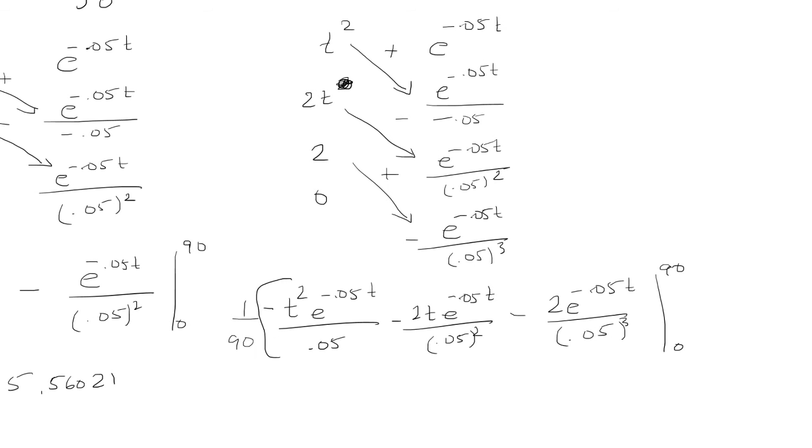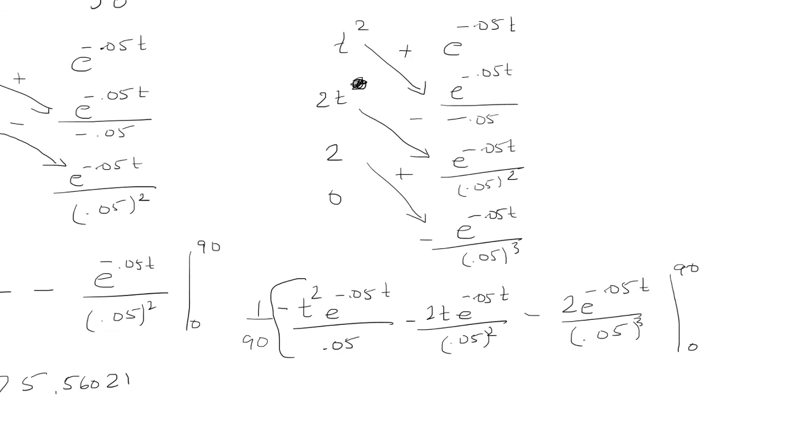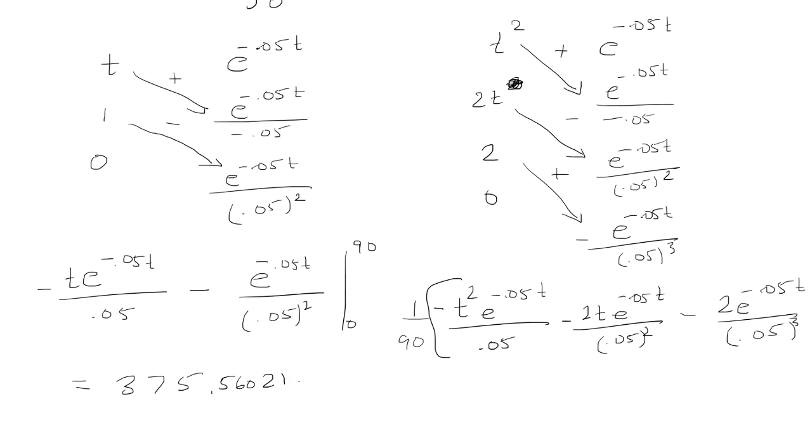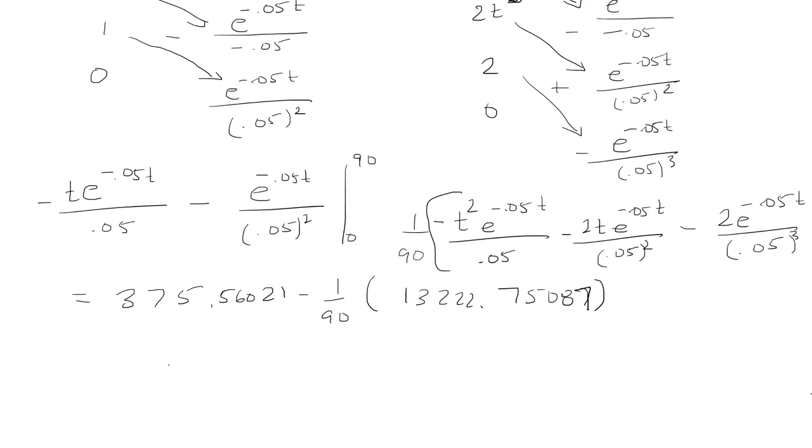Now we have to find what that is. Okay, so I'm going to put it all together here. So it's going to be minus 1 over 90 and then 13222.75087. Simplify this to get 228.64. And that's our final answer.